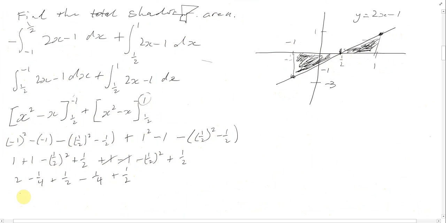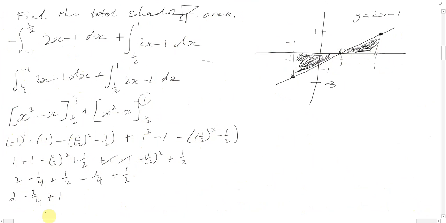So we've got, looking at the whole numbers, we've just got a 2. Looking at all the quarters, we've got minus a quarter and minus another quarter. So that's minus 2 quarters. And we've got plus a half and plus another half. So that's going to be a plus 1, if you like.